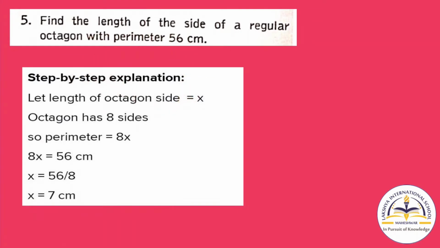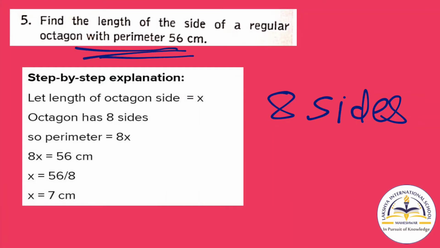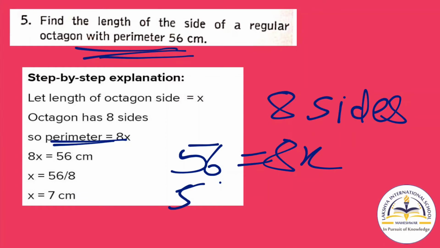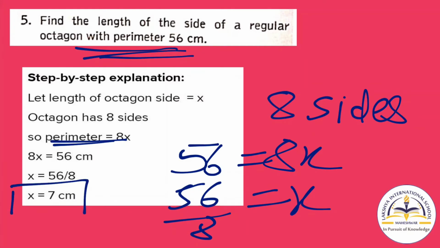Now question number 5, find the length of the side of a regular octagon with perimeter 56 centimeter. Now in octagon there are 8 sides. Now here the perimeter is given, that is 56. So perimeter equals to 8x. It means 56 equals to 8x. Now this 56 divided by 8, that will be equals to x. When you will divide, you will get the value 7. So the length of the side of a regular octagon, that will be 7 centimeter.